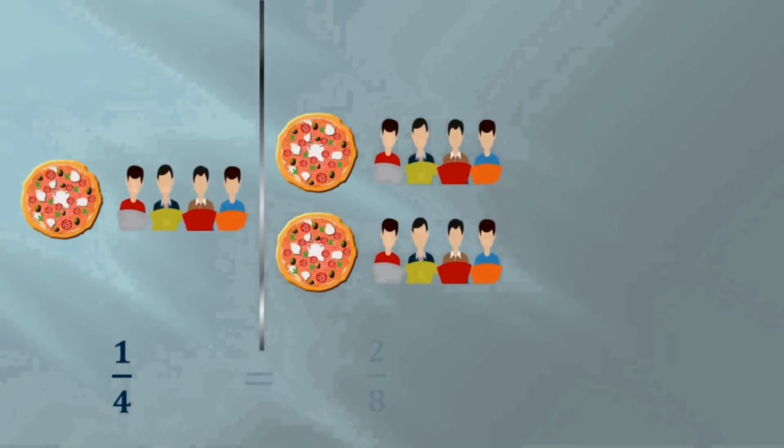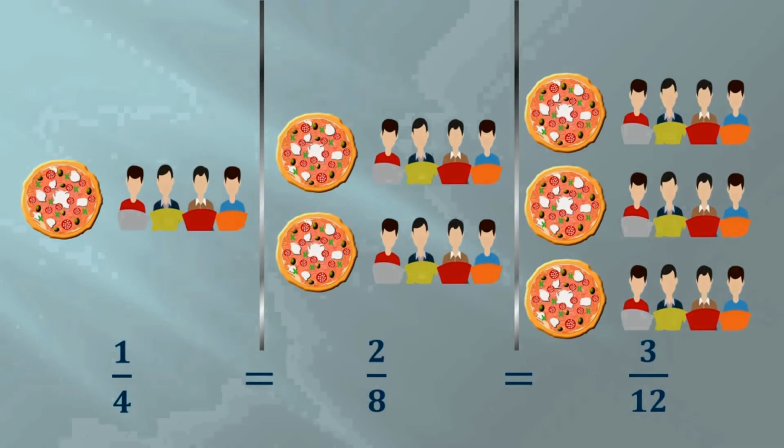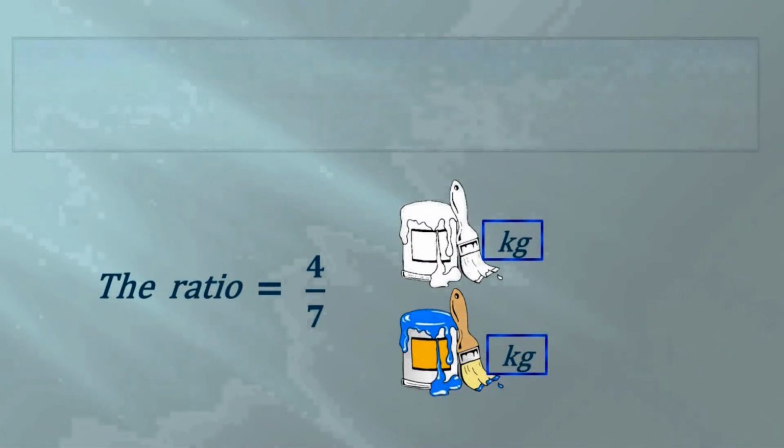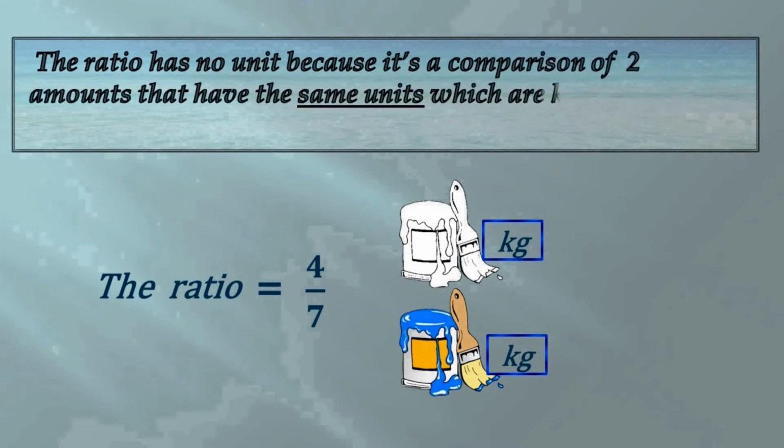In the previous example, the ratio of one pizza for 4 people is the same as 2 for 8, or 3 for 12. All of them are equivalent ratios, 1/4 being the simplest form. Back to the first example of the painting. The ratio has no unit, because it's a comparison of two amounts that have the same units, which are kilograms, expressing the weight of each color.